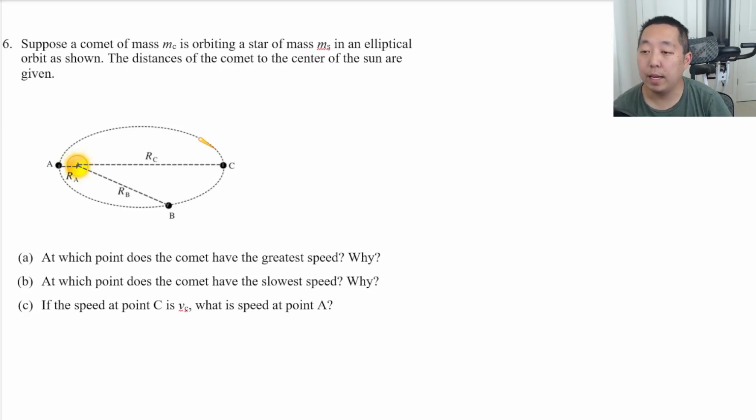Suppose a comet of mass mc is orbiting a star of mass ms in an elliptical orbit as shown. The distances of the comet to the center of the sun are given. At what point does the comet have the greatest speed, and why?